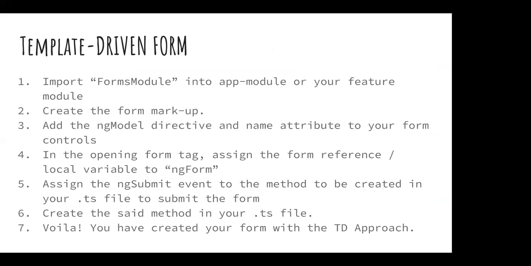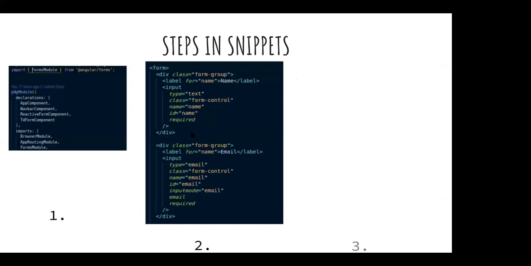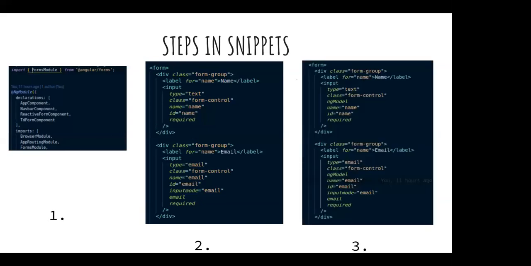The name attribute is just an extra, but the most important thing here is the ng model directive. What that helps you do is identify that particular field as part of the form object that we are working to create, right? So that ng model, in this case, takes what you have in the name attribute, right?